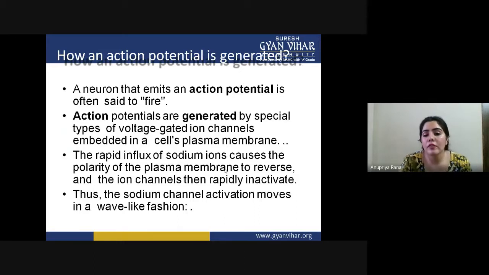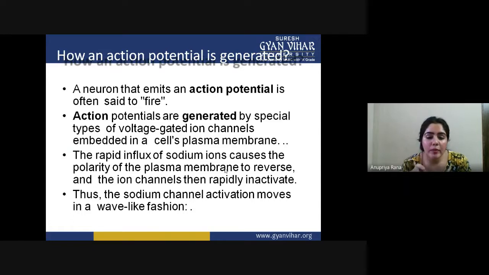The rapid influx of sodium ions causes the polarity of the plasma membrane to reverse, and the ion channels then rapidly inactivate. So basically, in the very first stage of generating this, there is a rapid influx of sodium ions. Rapid influx means the sodium ions present on the outer side go to the inner side. This basic phenomenon leads the ion channels to rapidly inactivate.